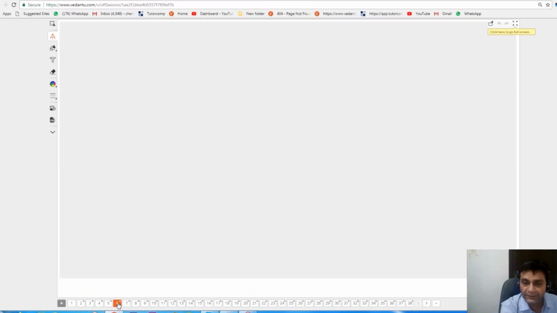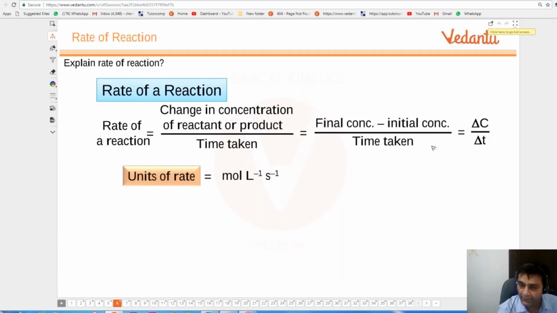It means the concentration is decreasing upon change in time, right? Final concentration minus initial concentration. And the unit of concentration is moles per liter and time is in seconds, so the unit is moles per liter per second. Is that clear?